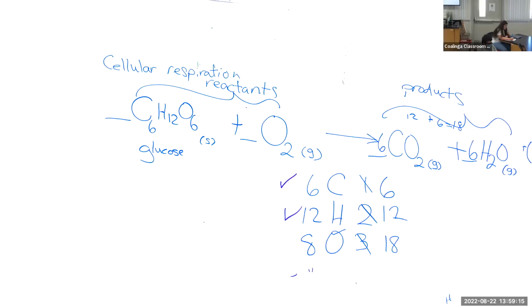Okay, so I know I'm getting 6 from here. I don't want to change those, right? Because they're already set. So if I take 6 from 18, 18 minus 6, what's that? 12. Okay, so 12. So what do I need to put in front of my oxygen so that I would end up with 12 oxygens? 6.